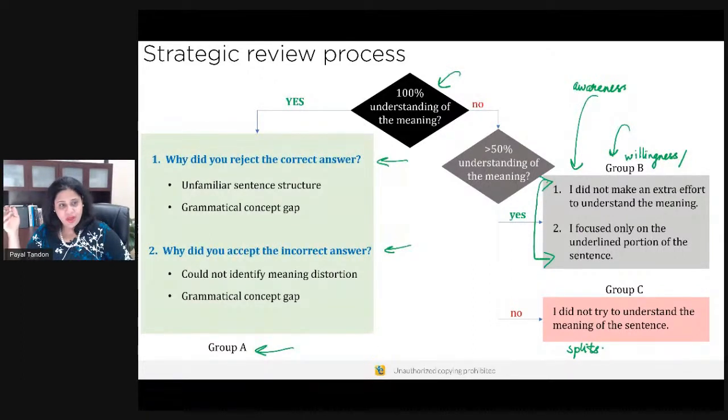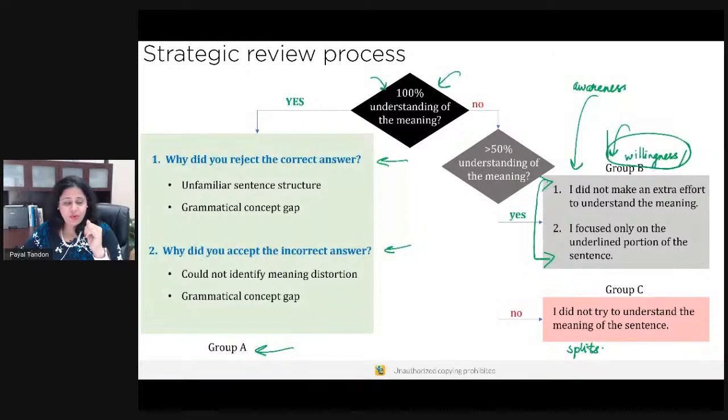For the next question that they attempt, they should be spending 30 seconds extra on the original sentence so that they get to that 100% understanding. They have to prove to themselves that they are willing to get to that level of understanding. That's the corrective action for them.